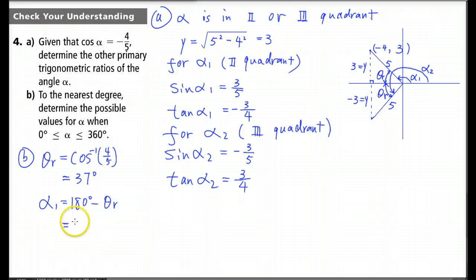It's going to be 143 degrees. And the alpha 2 is in the third quadrant. It should be 180 plus the reference angle. It's going to be 213 degrees. Okay.